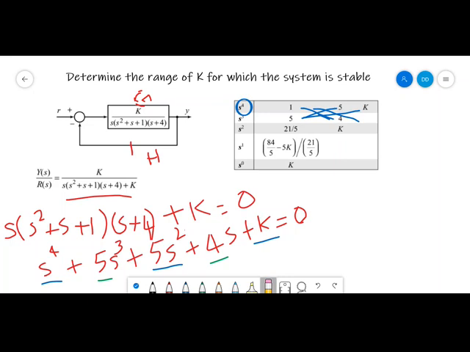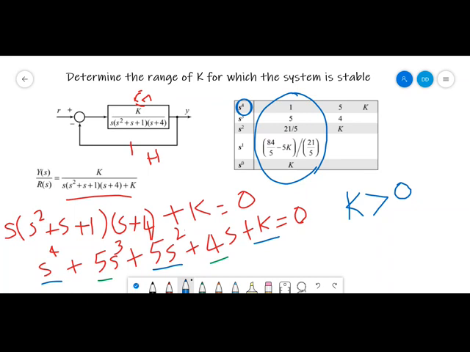The condition for stability is that the first column elements should not change sign. That means all should be positive. If we see the last row, we have K, so this K should be greater than 0. It should be a positive non-zero number, so K greater than 0.